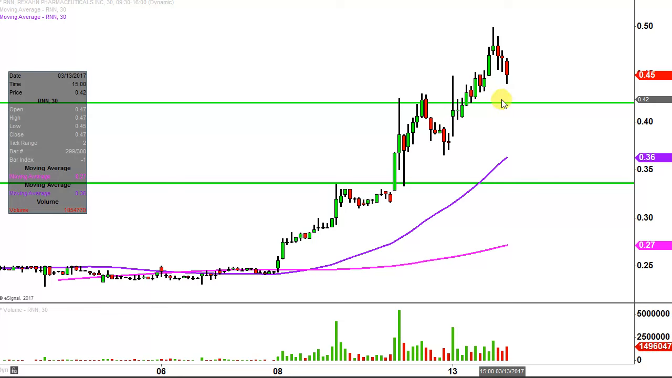I mean, hey Clay, what would make this chart look the best going forward? If the price can hold above 42 cents, that would be the best case scenario. Now, if the price does drop below it, it's not like everything's ruined or anything like that, but that's certainly going to be the ideal area.